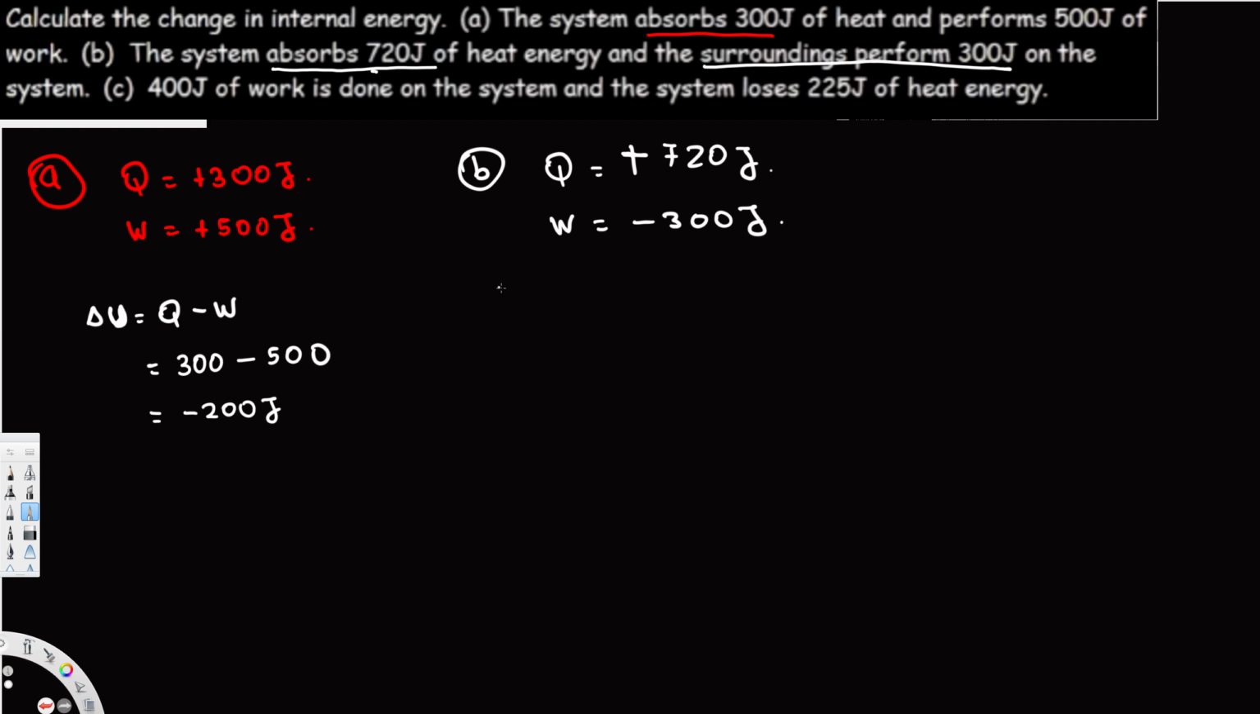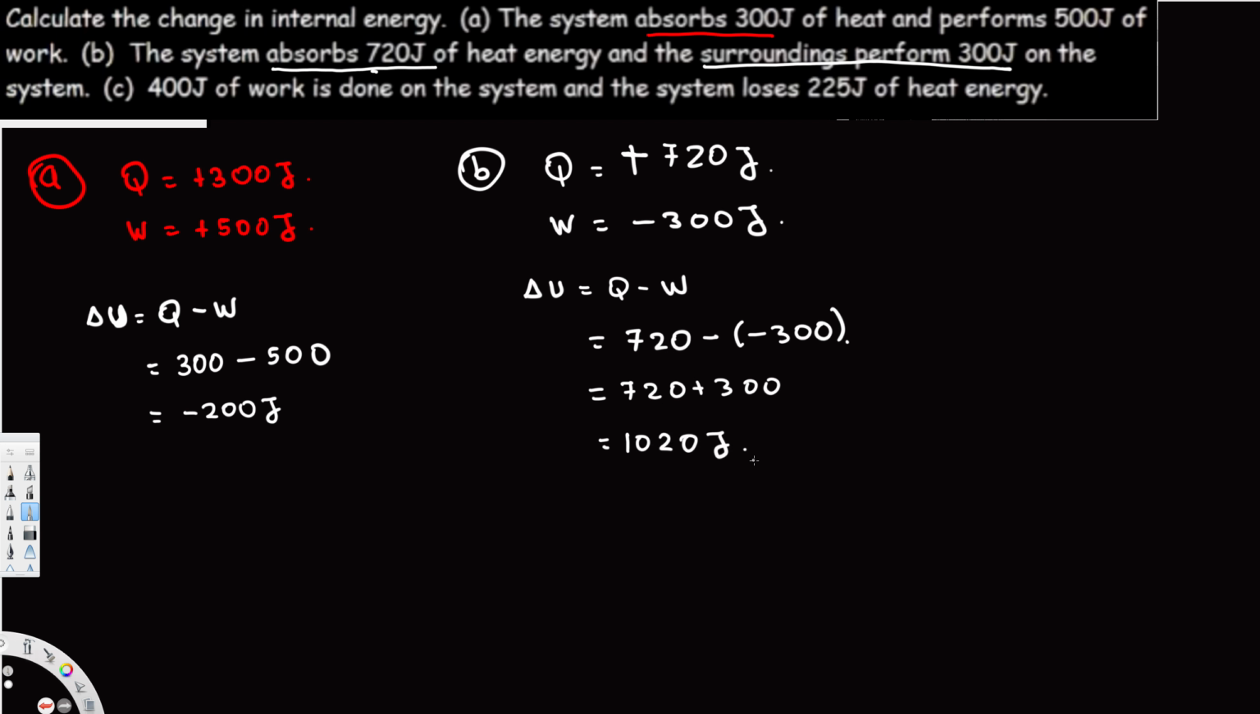Let's apply this in the equation. Delta U is equal to Q minus W, and that's going to give us 720 minus negative 300, that is the same as 720 plus 300, and that's going to be equal to 1020 joules. So let's do the C part. Part C is asking: 400 joules of work is done on the system.